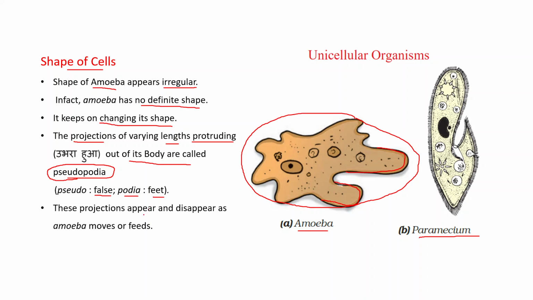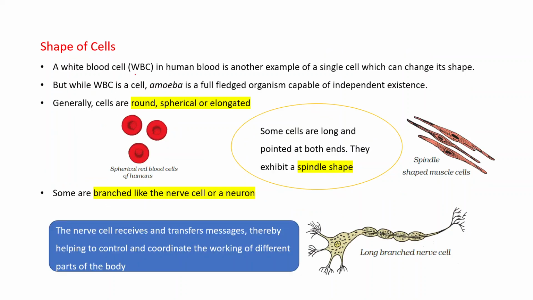These projections appear and disappear as the amoeba moves or feeds. Shapes of cells. A white blood cell (WBC) in human blood is another example of a single cell which can change its shape. But while a WBC is a cell, an amoeba is a full-fledged organism capable of independent existence.